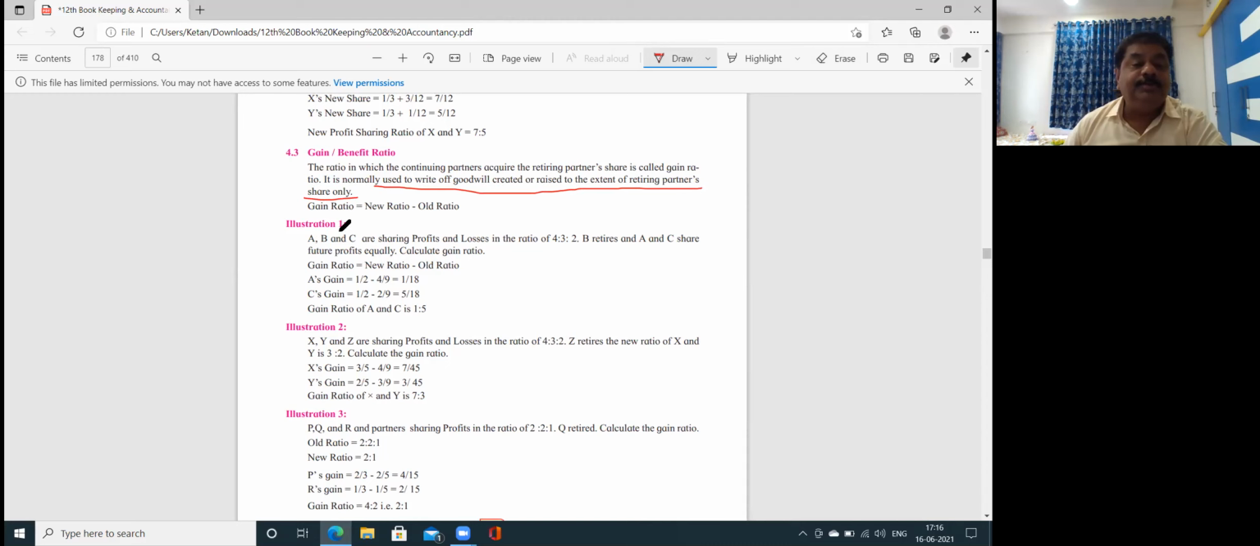Illustration number 1 is given to you. Gain ratio का formula देखो. Gain ratio is equal to new ratio minus old ratio. Now here I can tell you one thing. What is the formula for the sacrifice ratio? It is exactly opposite, old ratio minus new ratio. But whenever you are solving some advanced problems, sometimes the gain ratio is coming negative. Negative gain ratio is sacrifice ratio, and positive gain ratio is the real gain ratio.